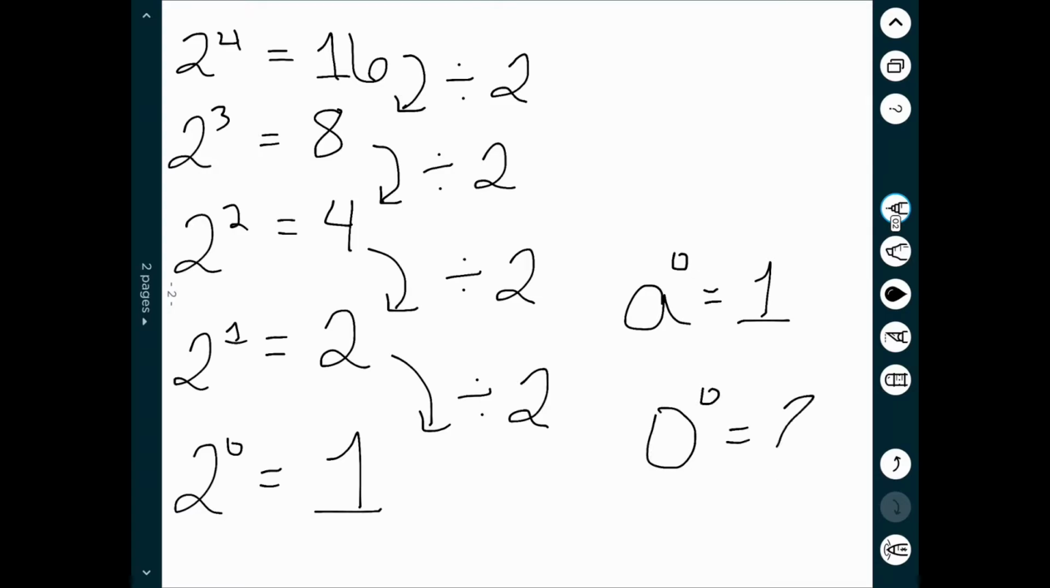0 to the 0 power. What is that? And the answer is, it's a little bit more complicated. And if you make it up to calculus, you'll look into this a little bit more. But for now, we're just going to realize that we don't really know.